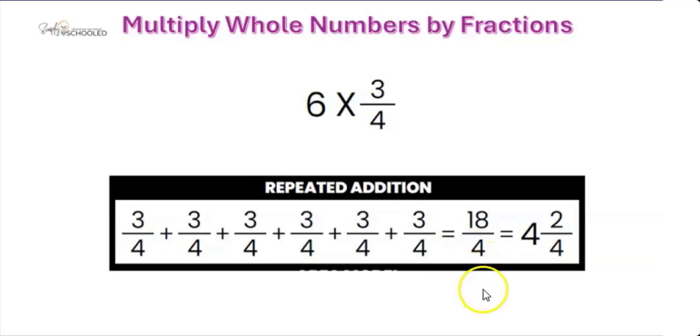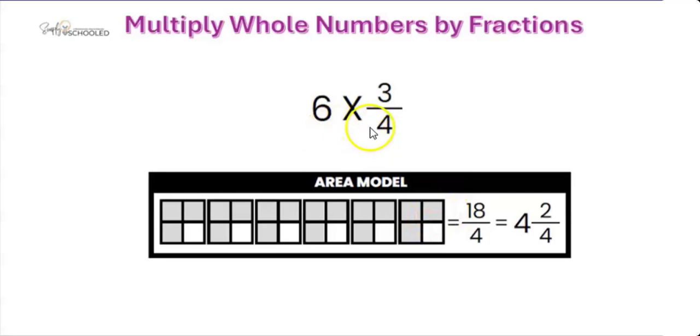When you add them, if you remember adding fractions, you keep the denominator the same and you add the numerators, you get 18/4, and that will simplify to 4 2/4. Let me show you another example.